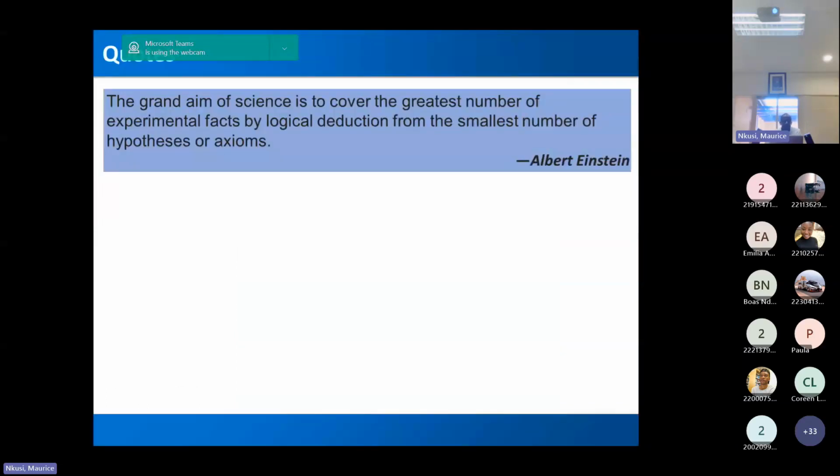Okay, so I'm going to start with some quotes because this is very important. It really provides some kind of inspiration to students, even to professionals. The grand aim of science is to cover the greatest number of experimental facts by logical deduction from the smallest number of hypotheses or axioms. The person who said that is Albert Einstein. I think all of you know this person is one of the greatest scientists the world has produced. He did a lot of things.